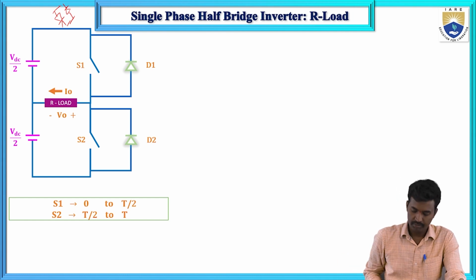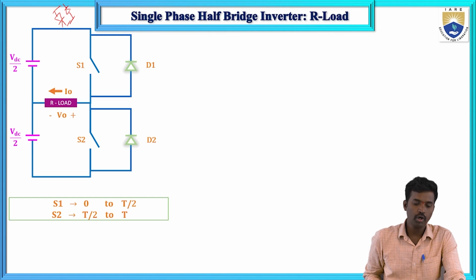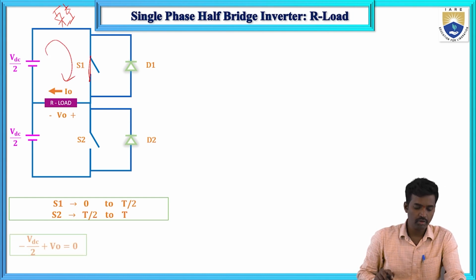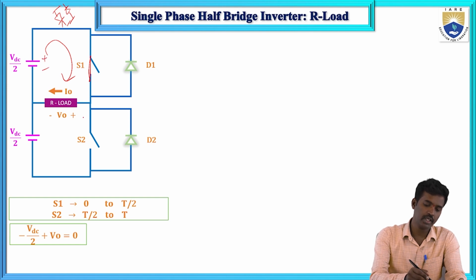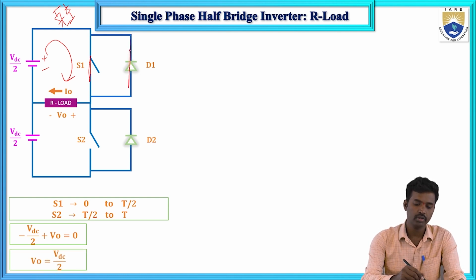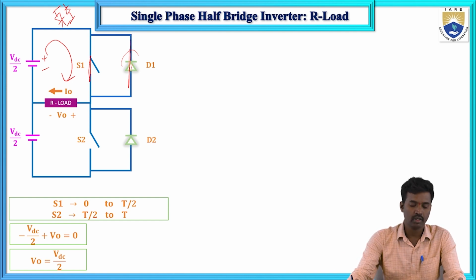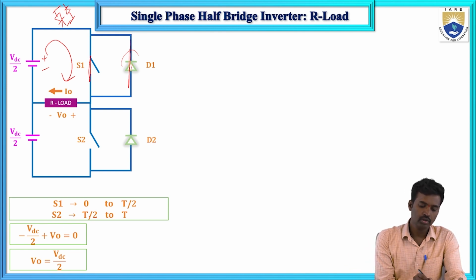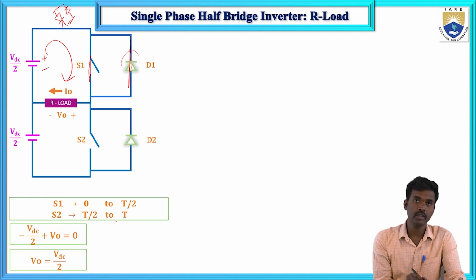Now if you apply KVL from 0 to T by 2, when S1 conducts: minus VDC by 2 plus V naught equals 0, so V naught equals VDC by 2. There is no current flowing through the diode. The diode will not conduct, only the S1 thyristor switch will conduct. In this duration only S1 will conduct and S2 will be off, and next S2 will be on from T by 2 to T.